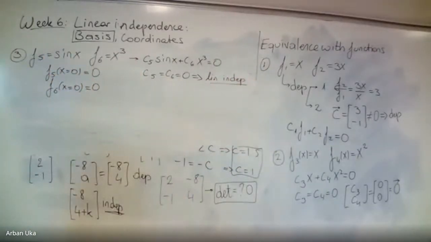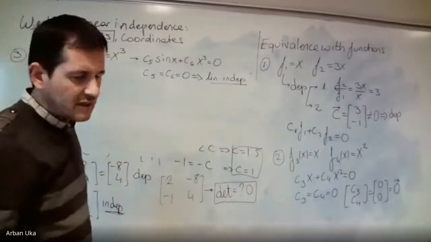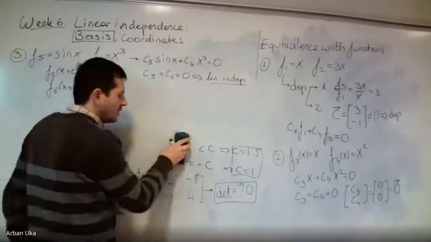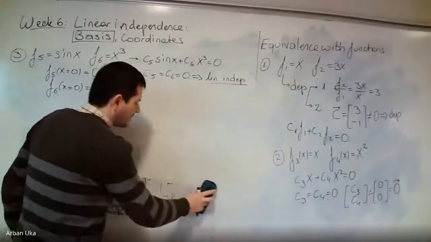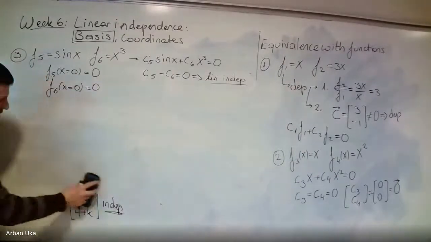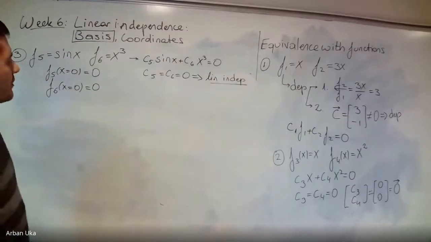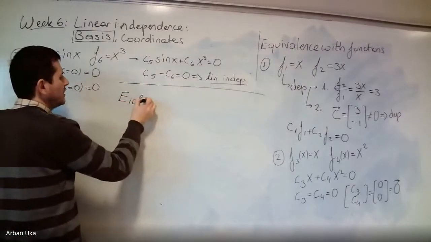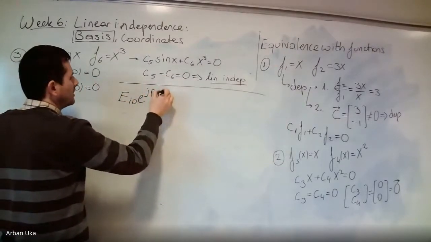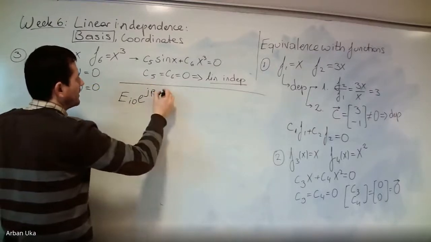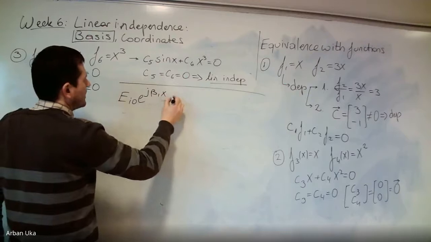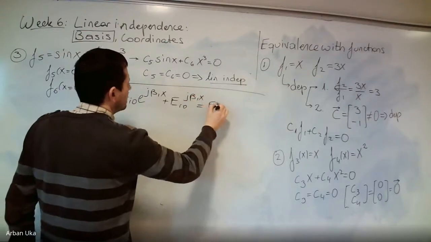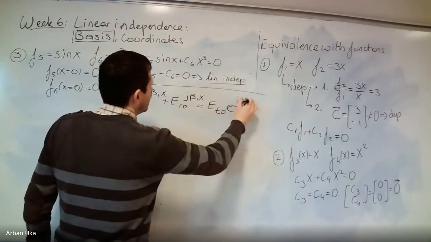So some students, including myself, might argue that the principles we see when studying the linear dependence or independence of functions might help us to get a better understanding of linear dependence and independence in general. So let me give you another exercise. Let's say e to the power j beta 1 x plus e to the power j beta 1 x is equal to e to the power j beta 2 x.